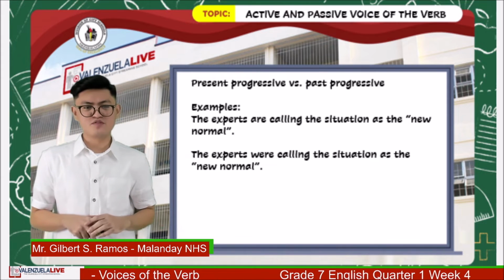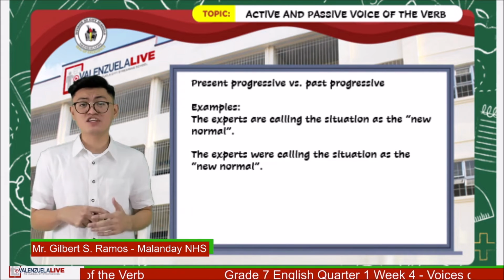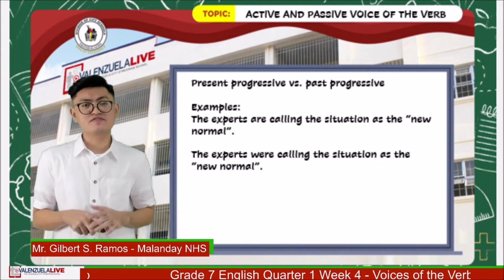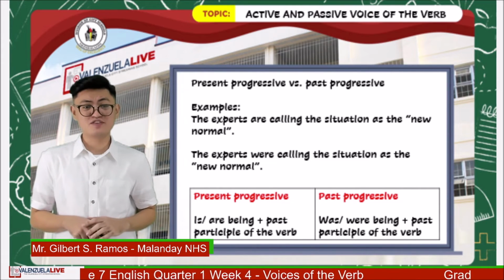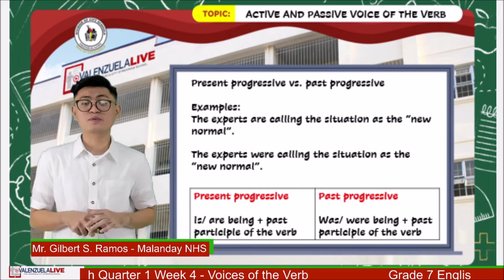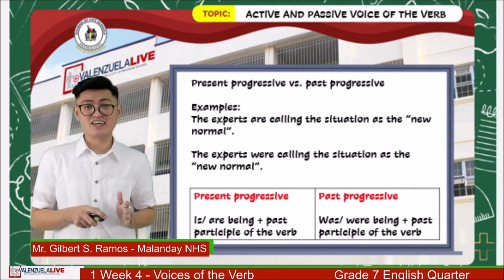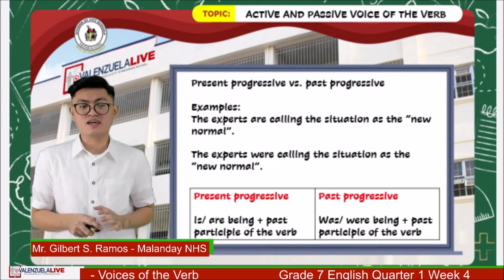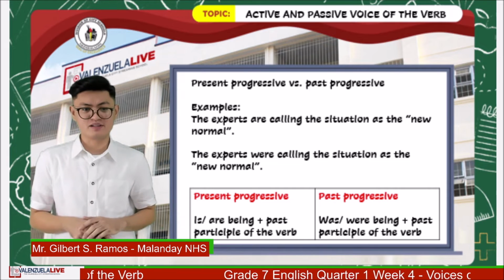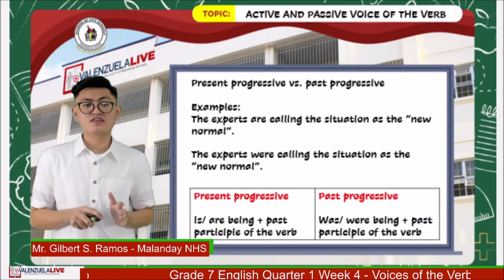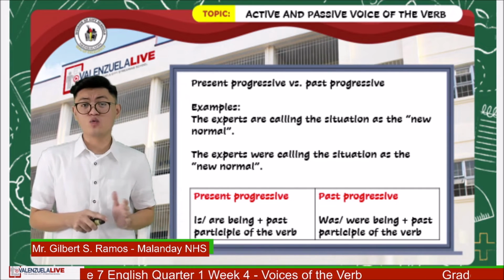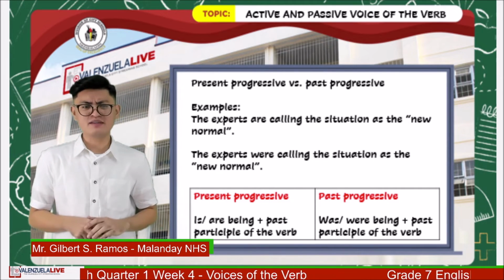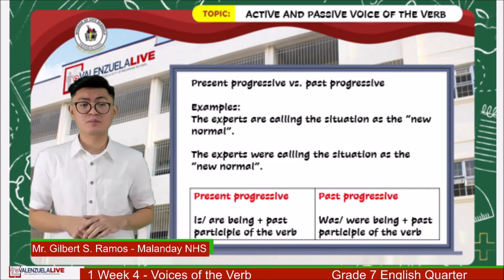When we transform verbs in the continuous form, we should follow a very easy step. Use this formula for present progressive: is or are being plus the past participle. Use this formula for the past progressive: was or were being plus the past participle.